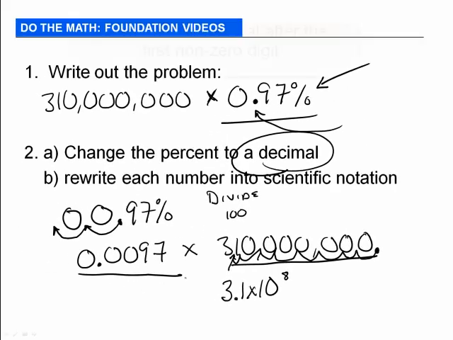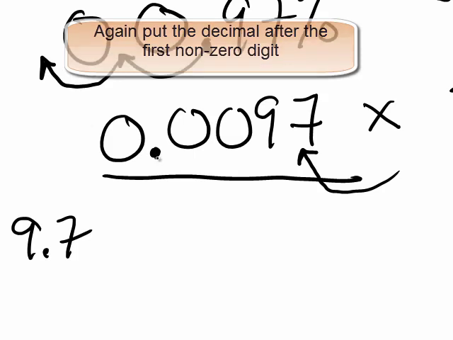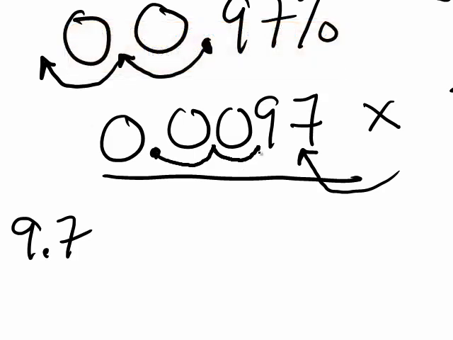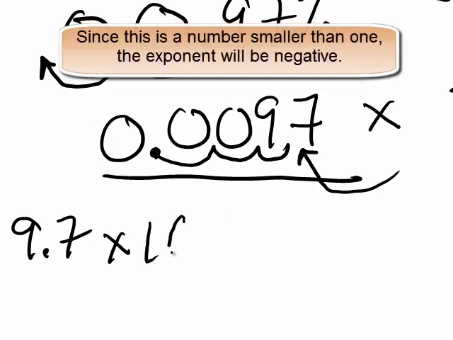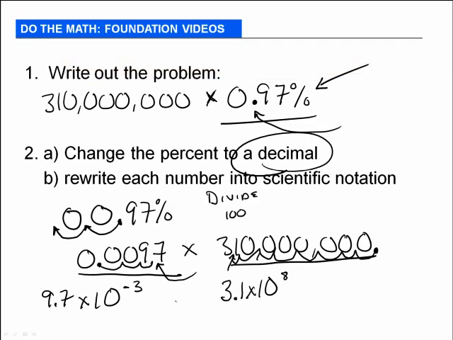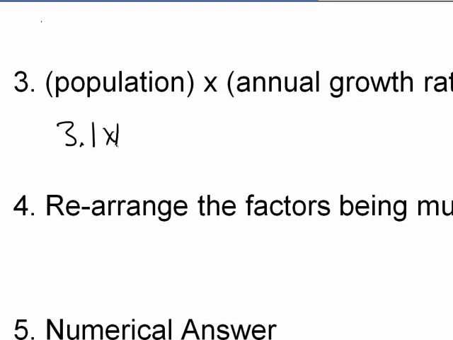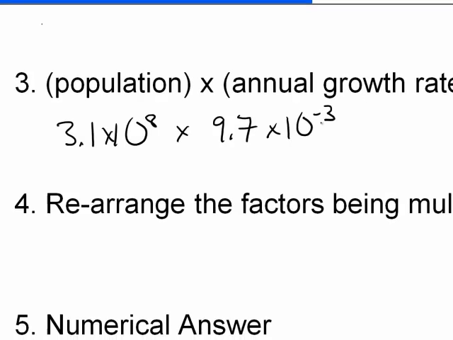Now, conversely, the first non-zero digit here is between the 9 and the 7. So this would be 9.7. Now, the decimal is clearly here. And I'm going to move it to the right 1, 2, 3 places. So you see times 10. Now, check it. It's going to be to the minus third because it's a number smaller than 1. So we're going to essentially multiply these two numbers. So let's rewrite those numbers. So I have 3.1 times 10 to the 8th times 9.7 times 10 to the minus third.